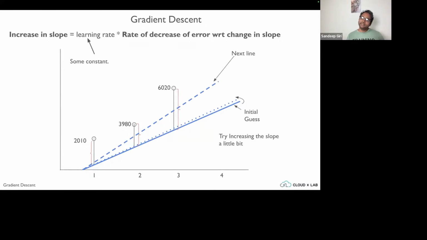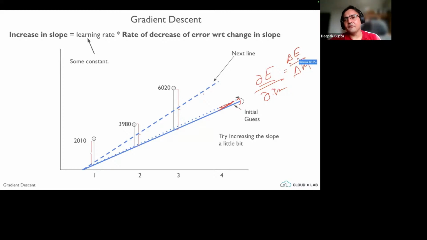An easier thing is to do a hit and trial. How do we do a hit and trial? We increase the slope a little bit and observe whether the error decreases or not. If the error is decreasing, then the rate of change in error with respect to change in slope, right? This is how we symbolize it, or you can say delta E by delta M.